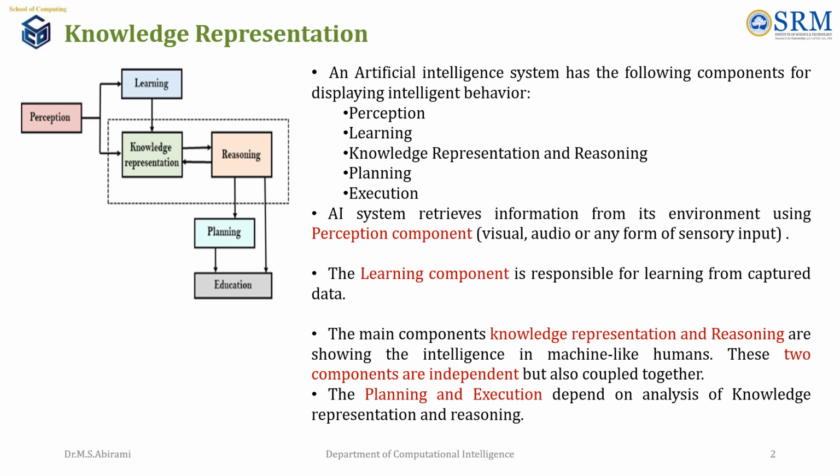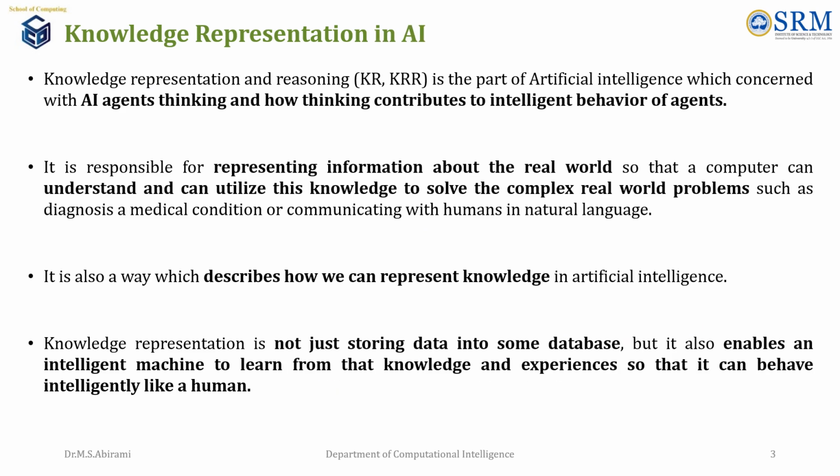A system retrieves information from its environment using the perception component, which may be in any form, that is visual, audio or any form of sensory input. The learning component is responsible for learning from captured data. The main components are knowledge representation and reasoning, which show the intelligence in machines like humans. These two components are independent but also coupled together. The planning and execution depend on the analysis of knowledge representation and reasoning.